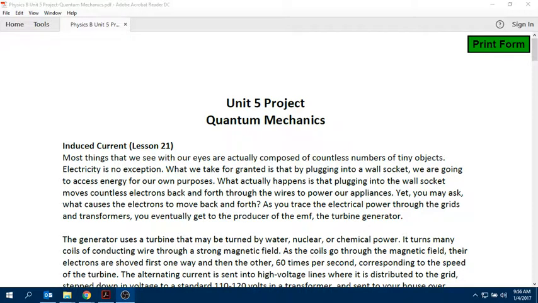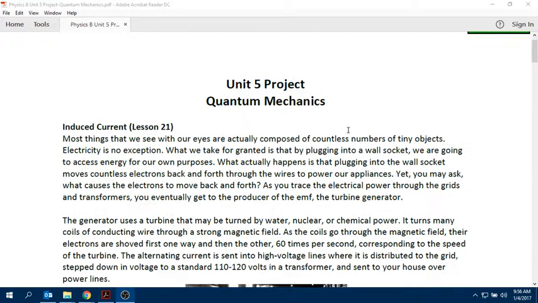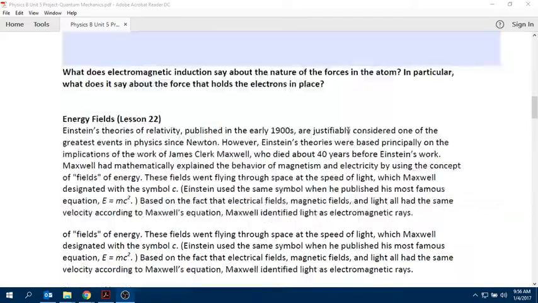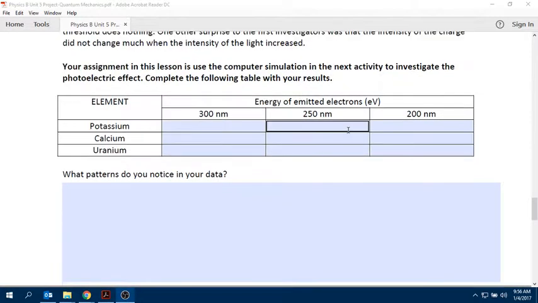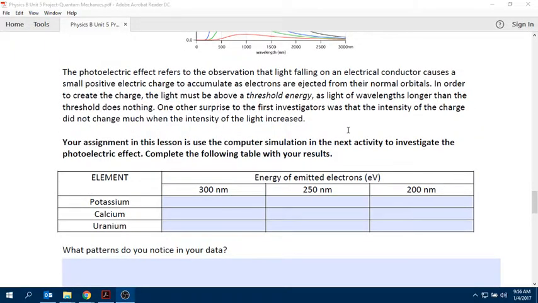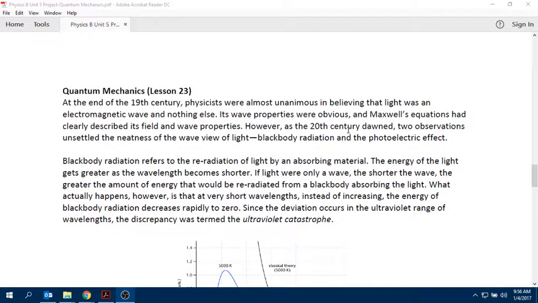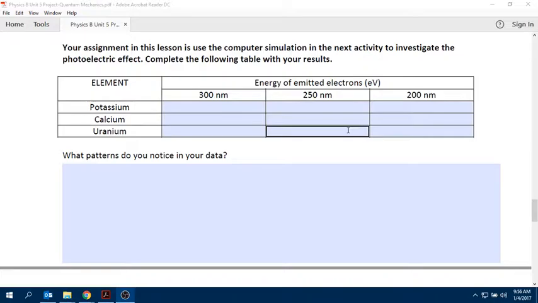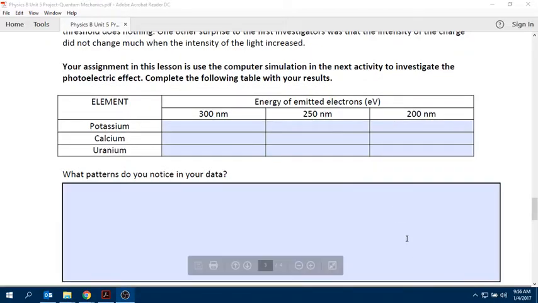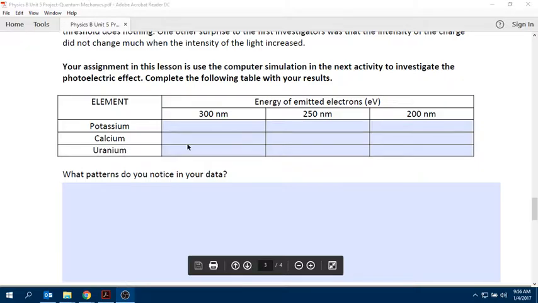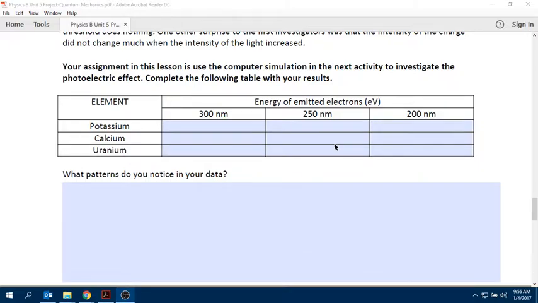So, on the screen currently is what you should see as the bucket for this. I'm going to scroll down, so we're going to go to the Lesson 23 question. So here we are on quantum mechanics, Lesson 23, and we are attempting to fill out this data table here. Let me give you a little bit of a setup of what we're looking for in this data table.